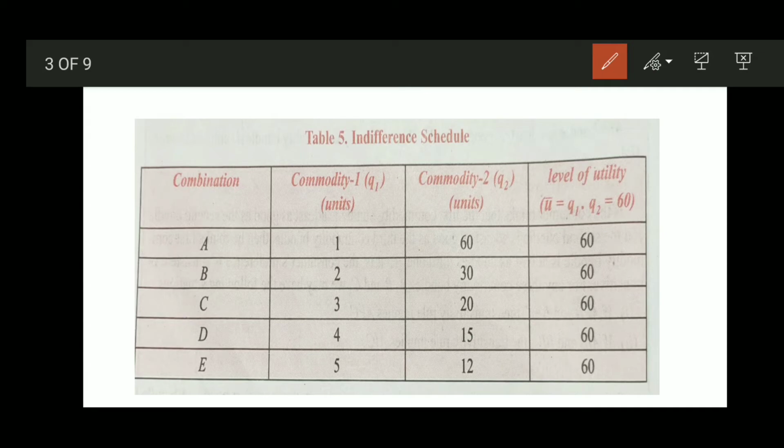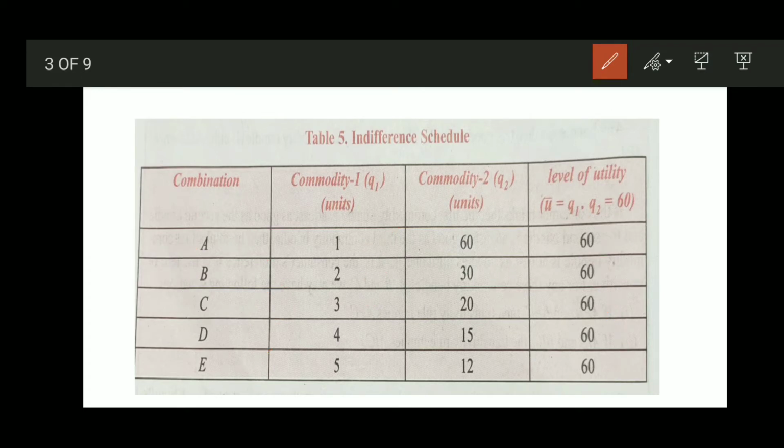And you can see in this indifference schedule there are various combinations: A, B, C, D and E. So in combination A, a consumer consumes 1 unit of commodity 1 and 60 units of commodity 2, and gets a satisfaction of 60. Similarly in combination B, 2 units of commodity 1 and 30 units of commodity 2 give a satisfaction of 60. Similarly 3 units of commodity 1 and 20 units of commodity 2 give the consumer a satisfaction of 60. So in every combination the consumer gets the same level of satisfaction. So in an indifference curve, every combination of two commodities will give the consumer the same level of satisfaction.